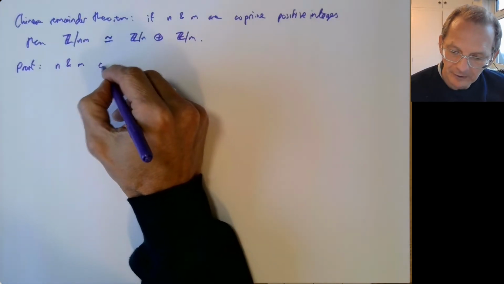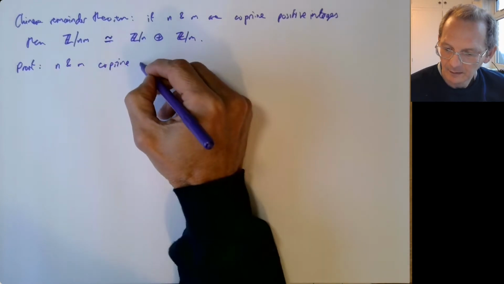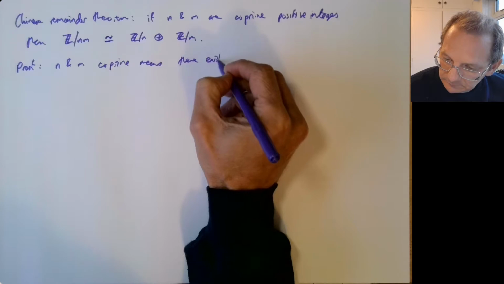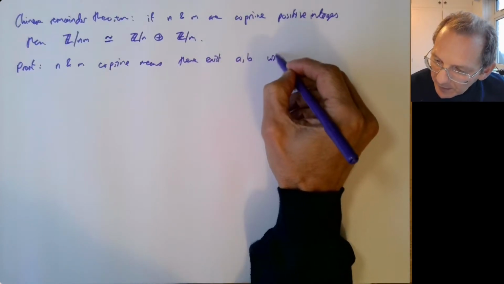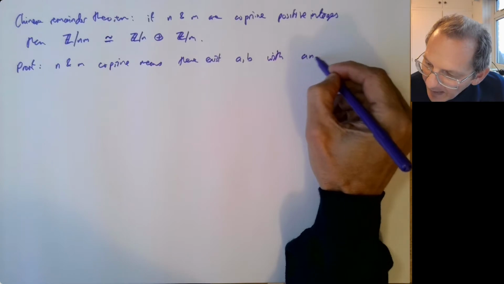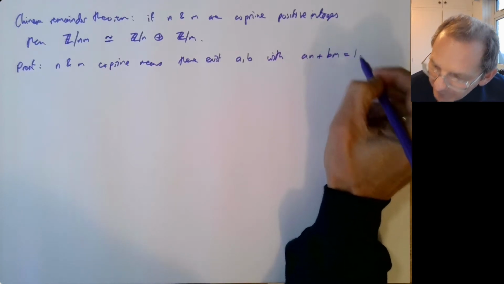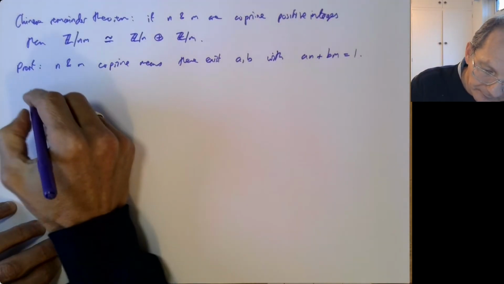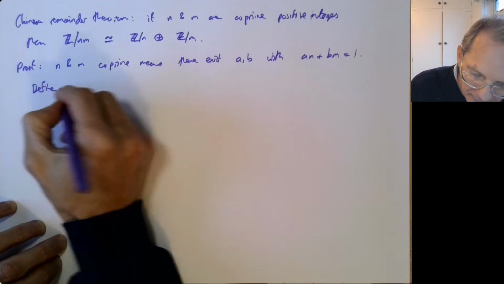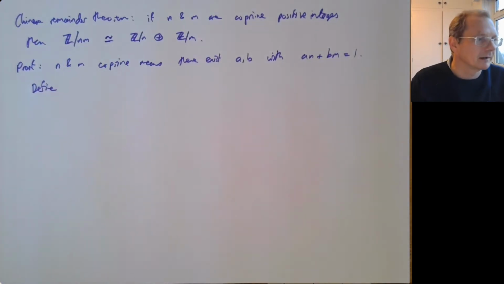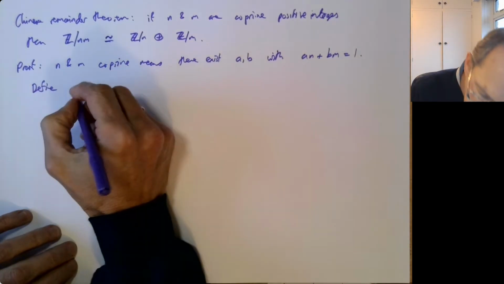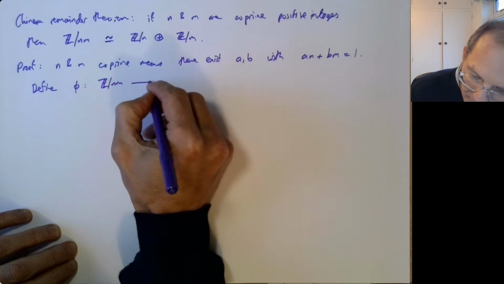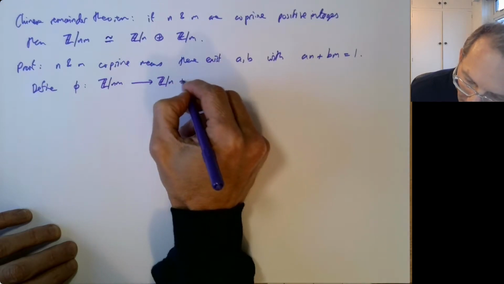So n and m coprime means there exist a, b with an plus bm equal to 1. So let's define a map phi from Z mod nm to Z mod n direct sum Z mod m.